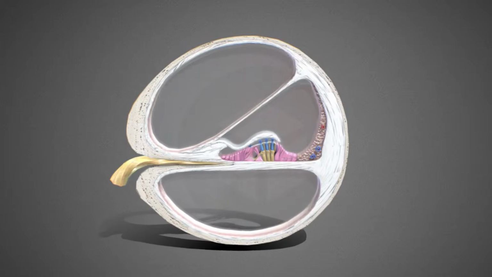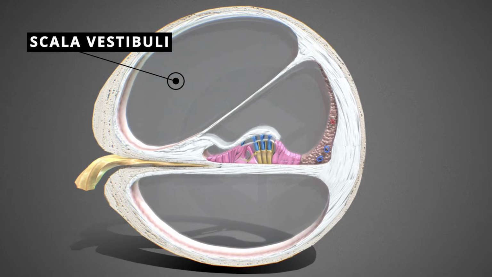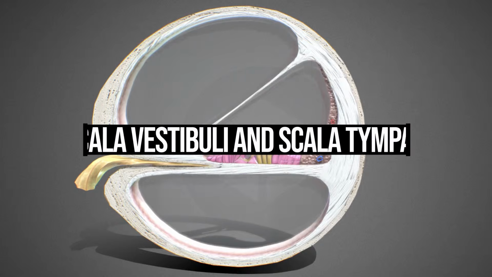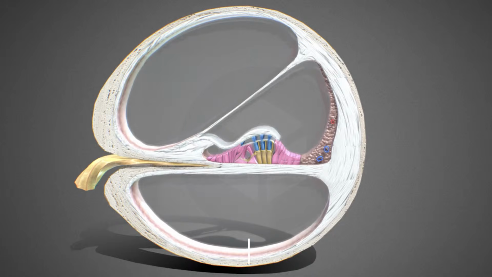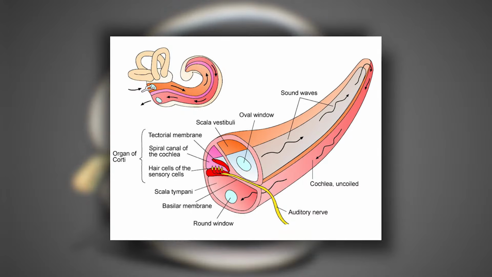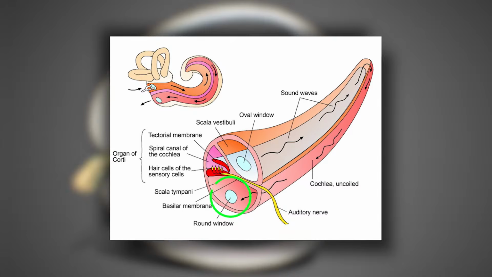This division creates 3 parallel, fluid-filled chambers or canals: the scala vestibuli, scala media (cochlear duct), and scala tympani. Scala vestibuli and scala tympani. These 2 chambers are filled with a fluid called perilymph, which is similar in composition to cerebrospinal fluid. The scala vestibuli begins near the oval window, where the stapes bone transmits sound vibrations into the cochlea. The scala tympani ends at the round window, another membrane-covered opening that allows for fluid displacement within the cochlea.